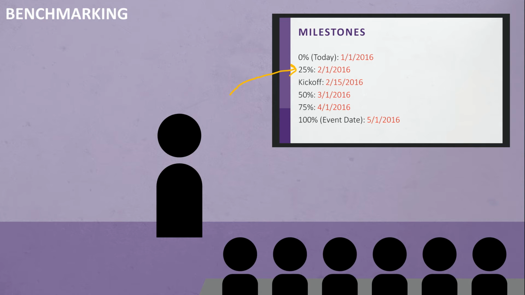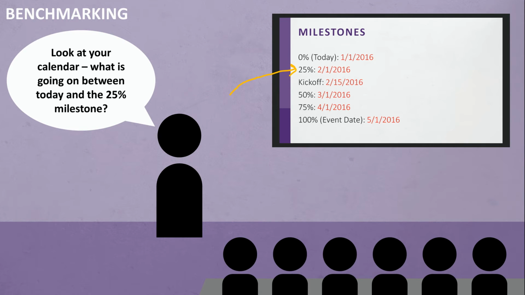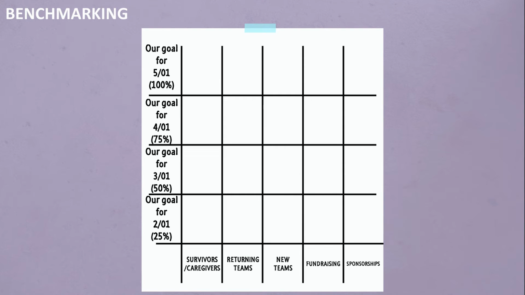Ask, look at your calendar. What is going on between today and the 25% milestone? Consider opportunities such as rallies or community events that will help reach these goals. Also consider barriers such as holidays or other fundraisers in the community. With the calendar in mind, have the group determine their 25% milestone goals for survivors, new teams, returning teams, income, and sponsorships, and capture these goals on the flip chart. Participants should also copy them down into their workbook.